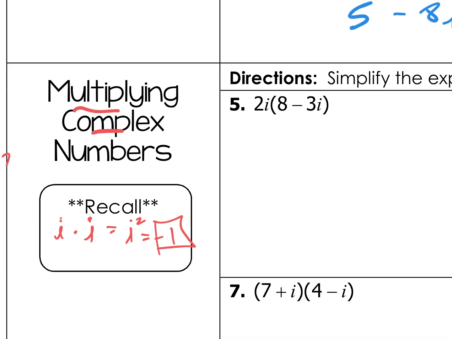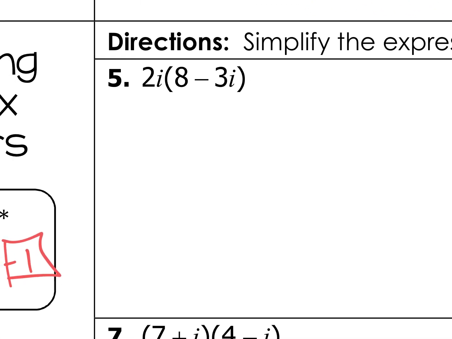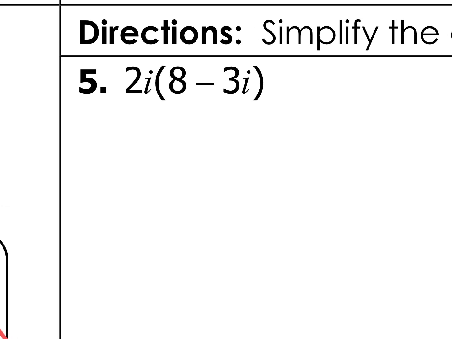Now, I don't think I need it for number 5. Or do I? Oh, yes, I do. I wasn't looking at it. I thought I just saw a 2, but that's a 2i times an 8. Then it's a 2i times a -3i. Yes. Can I go to the right side? Yes.